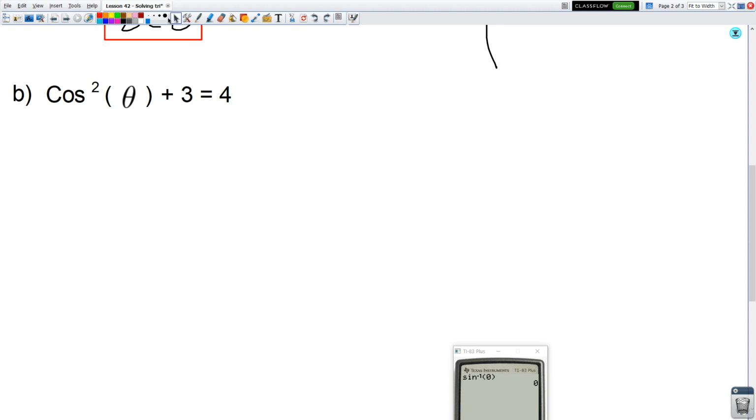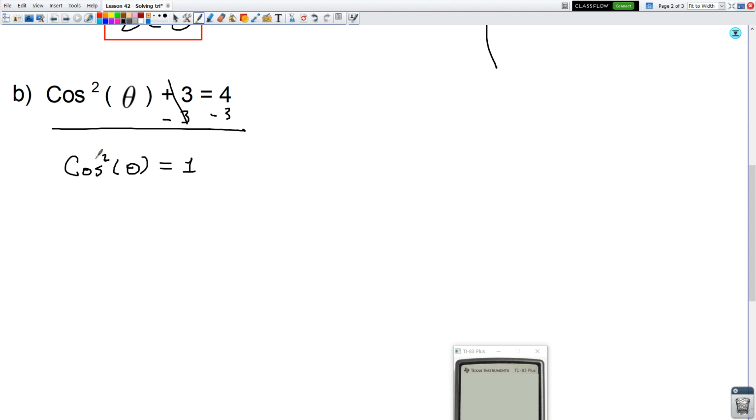So what we have here is the following. We have cosine square of theta plus 3 equals 4. So what we have to do here is still the same. You want to isolate the whole cosine square of theta. So in order for us to do that, let's subtract 3. So now we're going to have cosine square of theta equals, well, 4 minus 3 is 1. So that's perfect.